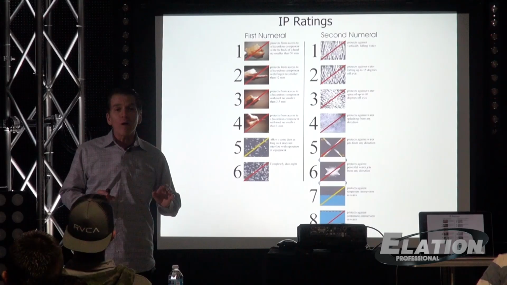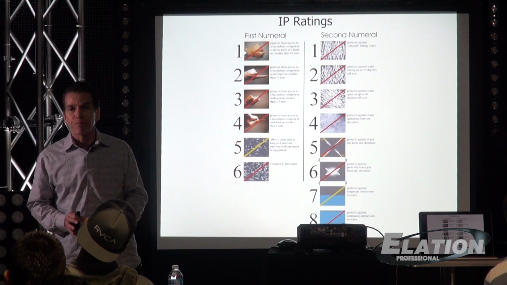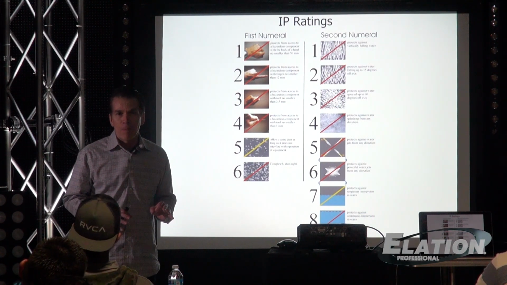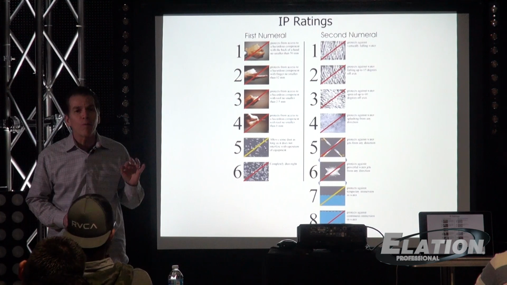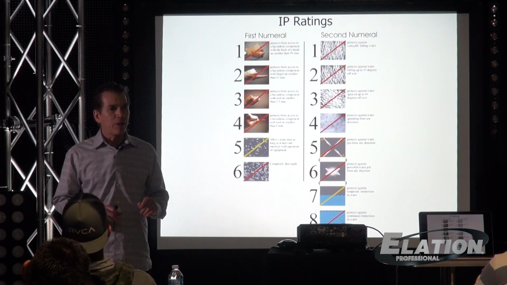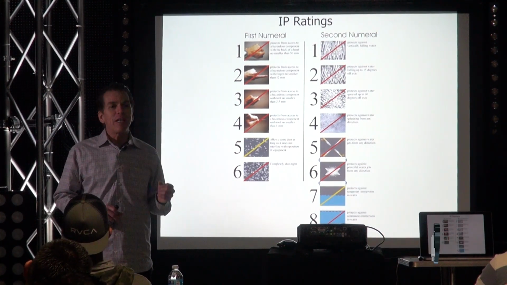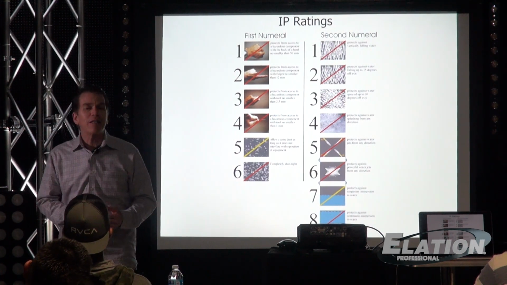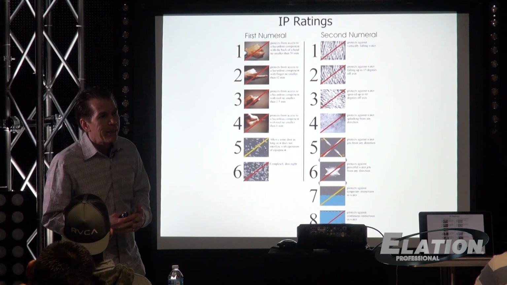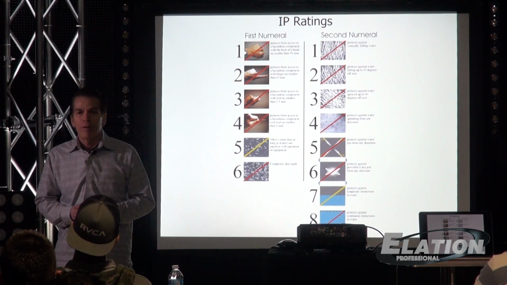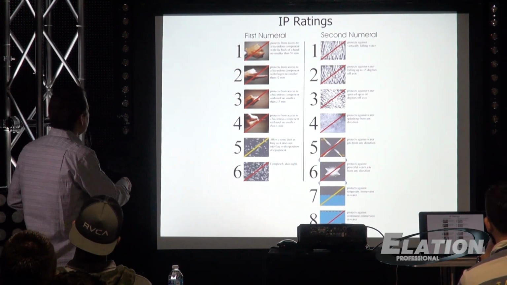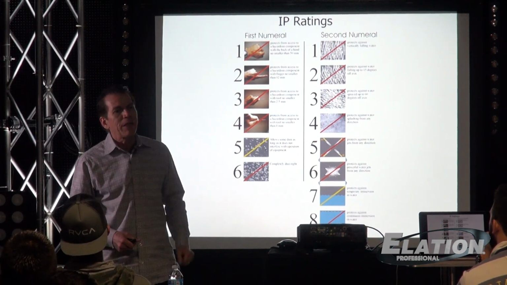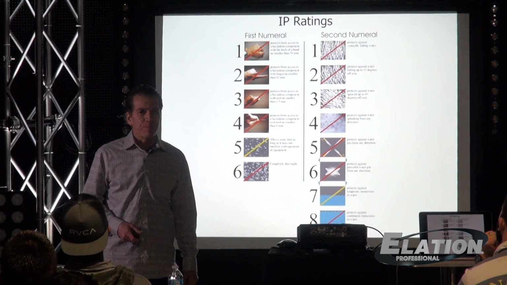Now, for outdoor permanent installations, you want at least an IP65. That's the minimum rating for permanent outdoor installation. A lot of the LED lights these days have an IP65 rating. So you'll see that they are completely dust tight, and a 65 protects against water jets from any direction. Water and moisture can get in, but it's hard for water to get into it.